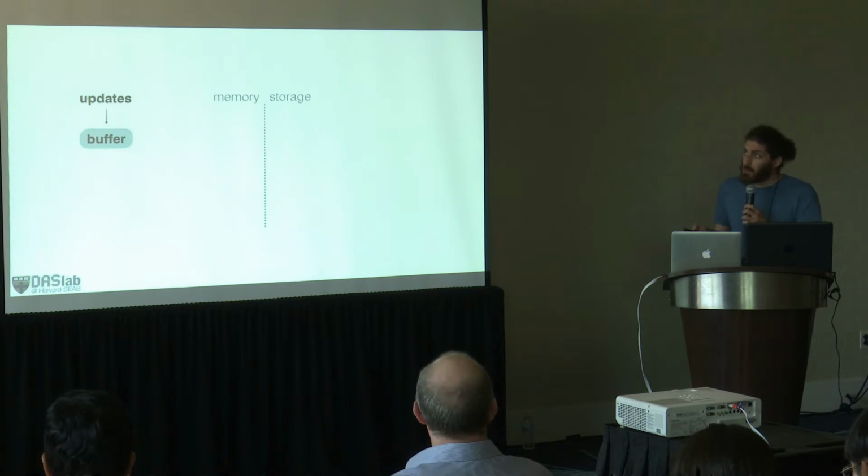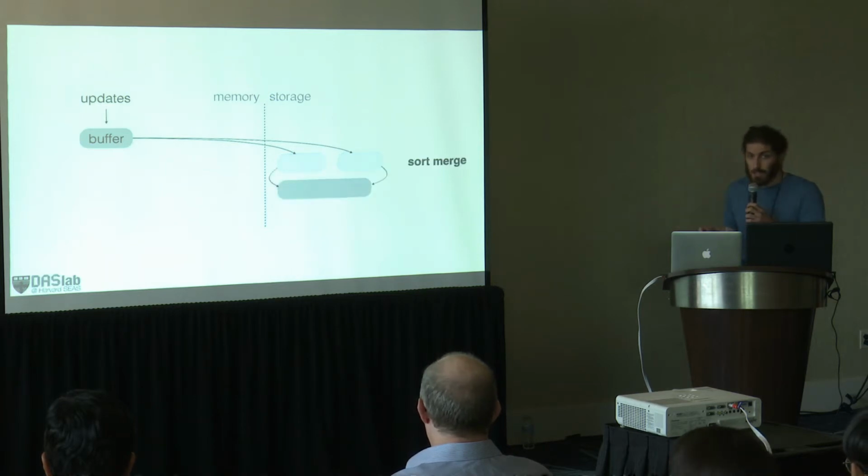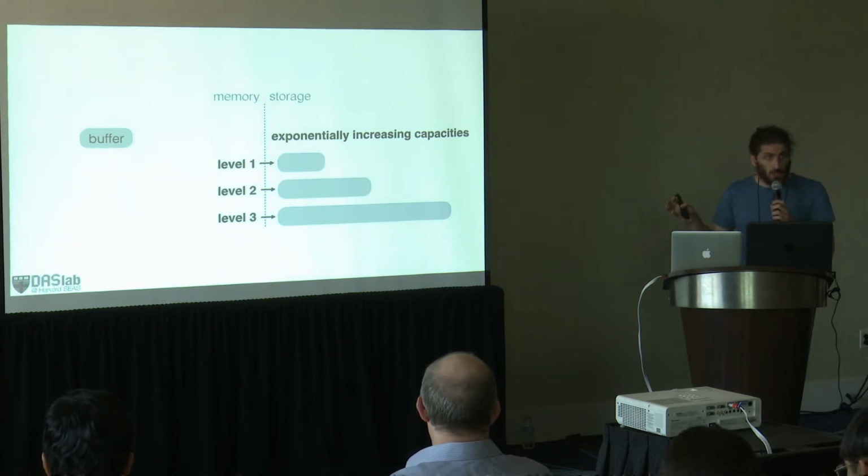So the main design principle that LSM trees follow is to buffer application updates in main memory. Whenever this buffer fills up, we sort its contents by key, and we flush it to storage as sorted arrays that we call runs. To bound the overall number of runs that exist in storage, we sort merge them. And because we always take runs of similar sizes and merge them together to create something that's at least twice as big, these runs have exponentially increasing sizes, and LSM-Tree organizes them into levels of exponentially increasing capacities.